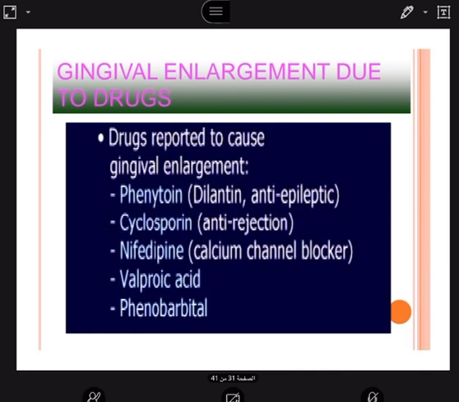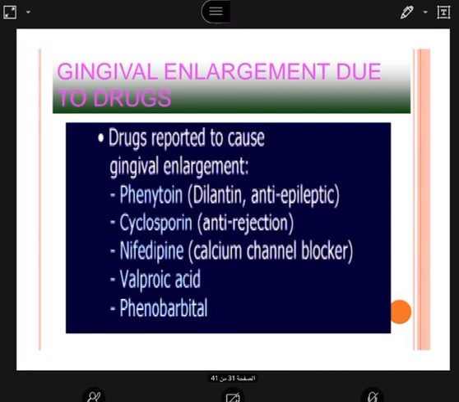So in certain conditions you will have to overlook the oral side effects. You are forced to give phenytoin. This gingival enlargement will come as collateral damage, so you will have to treat accordingly. You cannot immediately tell the child to stop taking phenytoin, because epilepsy is a more serious condition. So phenytoin you will give in an epileptic patient.